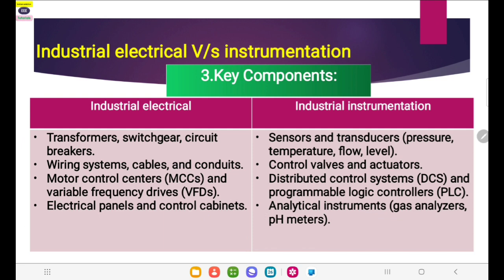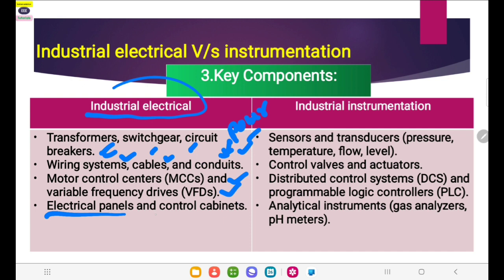Now the key components. In industrial electrical, transformers, switchgear, circuit breakers come under the electrical department, and some wiring, cables, conduit also come under the electrical department. These are the power cables and wiring and conduit, and some motor control centers MCC, and VFD, variable frequency drives, also come under the electrical system, and some electrical panels and control cabinets also come under the industrial electrical.